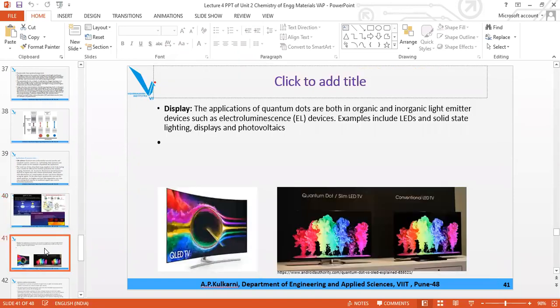The other application of quantum dots is that they are used in display units. Display devices such as electroluminescence devices. So they are used in display devices. Examples are LEDs, solid state lighting, displays and photovoltaics.